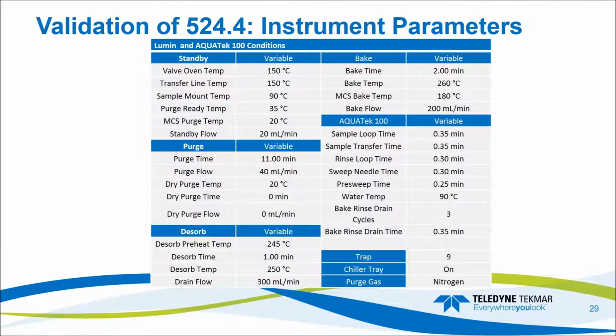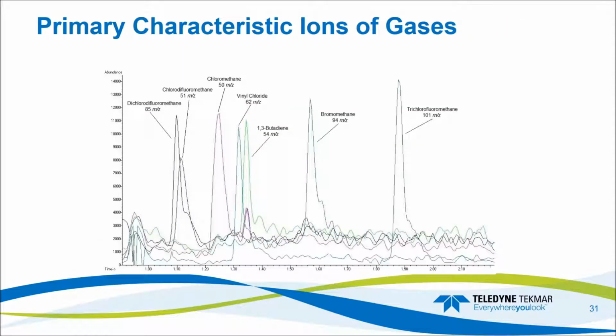Actually, if we go back, I want to point out that we did not use any dry purge in this method. And that's simply because with the new moisture control system of the Lumin, we were able to remove an adequate amount of water through hardware controls that we didn't need to use method controls in order to remove that water. So we still have excellent gas separation and peak shape, even without dry purge.